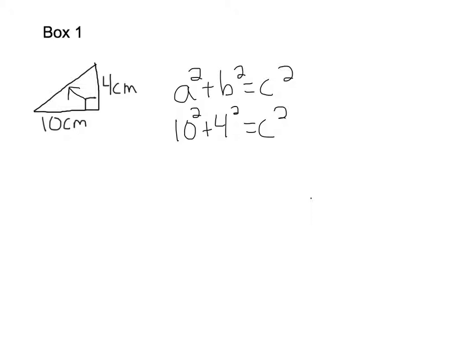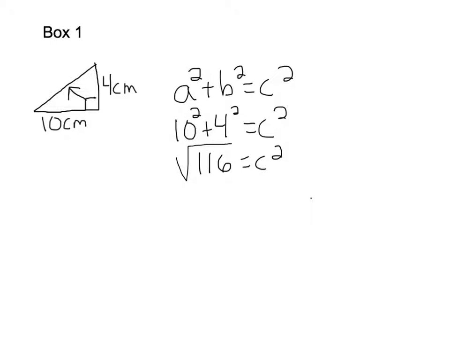Now to do that, you type in 10 squared plus 4 squared all into your calculator all at once and press enter, and it will give you 116 equals c squared. Don't forget, we want to get rid of this c squared right here, so we do the square root on both sides, and you do this in your calculator as well.